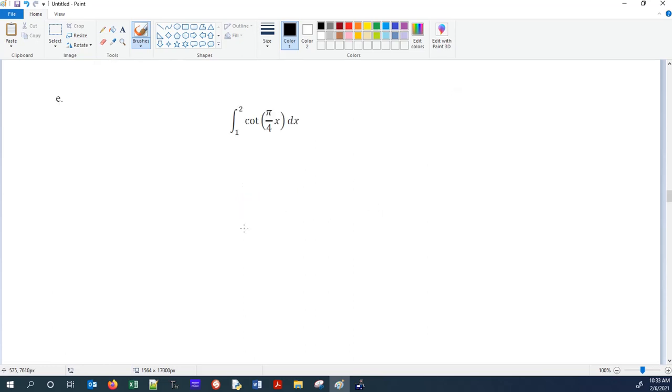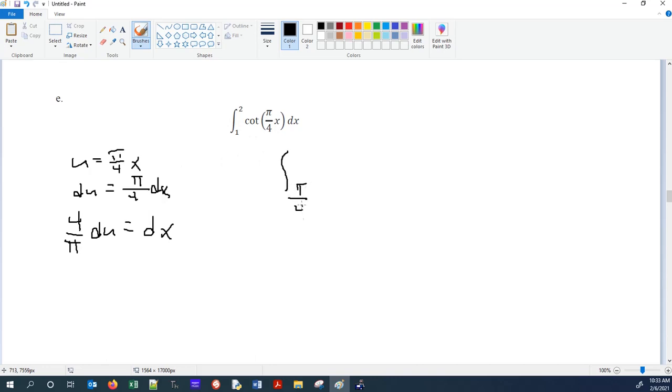Okay, got another one to do. Try this one. Got a definite integral. All right, let's see how we did on this one. I'm going to let u equal pi over 4 x, so that du is simply pi over 4 dx. I'll multiply both sides by 4 over pi, so 4 over pi du is equal to dx. So this becomes the integral from not just 1 to 2, now it's pi over 4 to pi over 2.